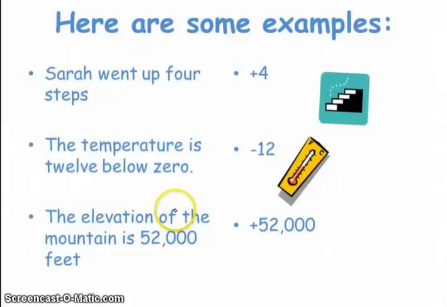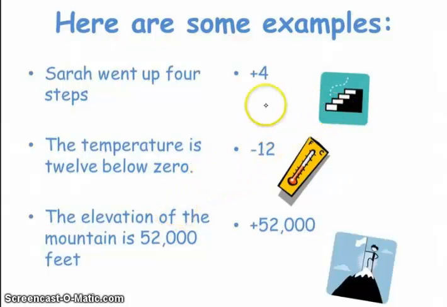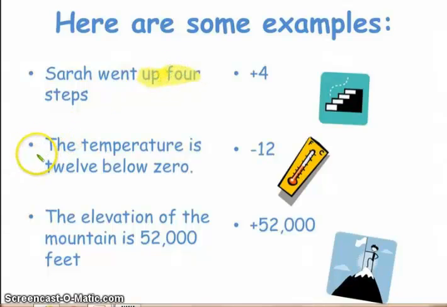So Sarah went up 4 steps. To represent this situation mathematically, we will put plus 4. Why are we using plus 4? Because she went up the steps. So she's going up, so she's going in a positive direction. So we will use plus 4. Okay, once again, the keyword here is she's going up 4 units. Since going up is positive, that will be represented by positive 4.